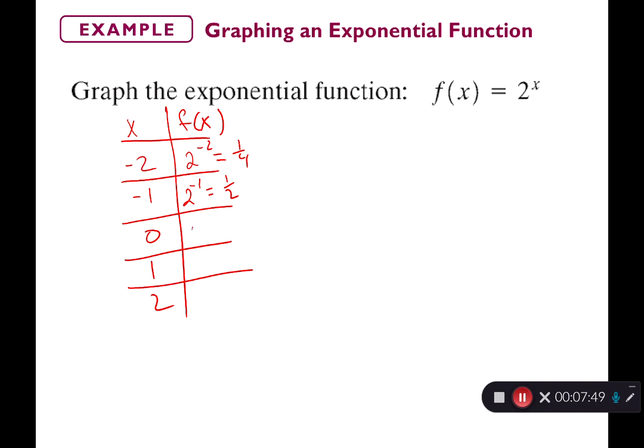If I plug in 0, I have 2 to the 0 power, or 1. If I plug in 1, I have 2 to the 1st, or 2, and then 2 to the 2nd, or 4. All right, so now I'm going to have you pause the video. Why don't you try to plot these points, make a graph.